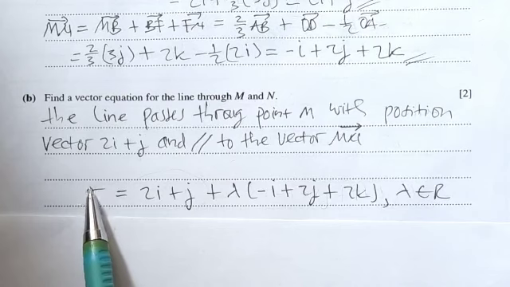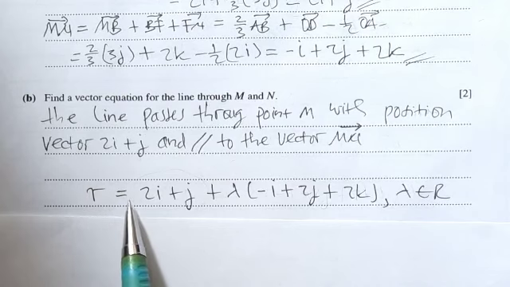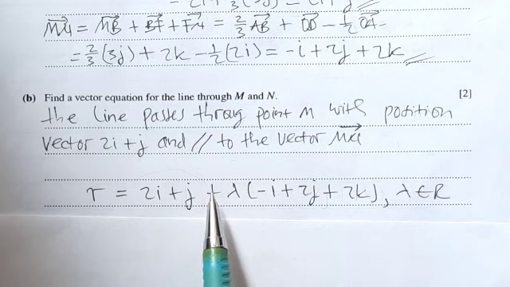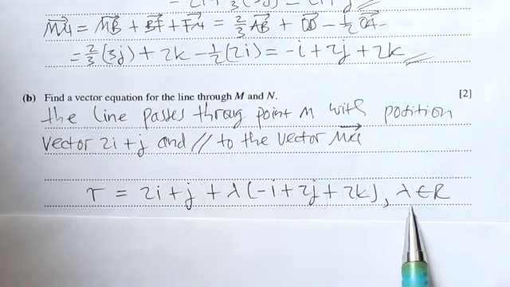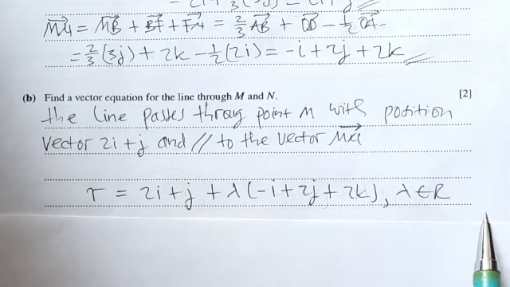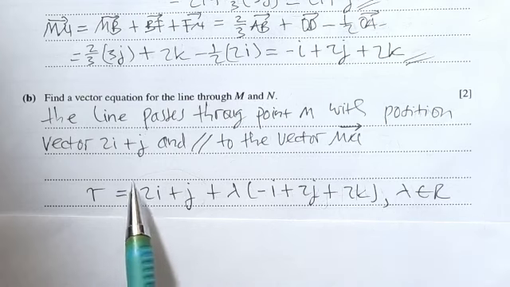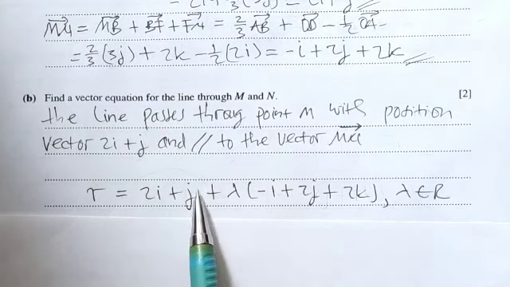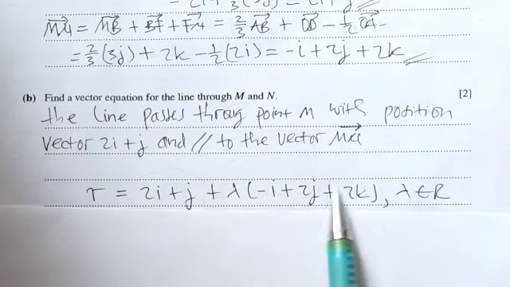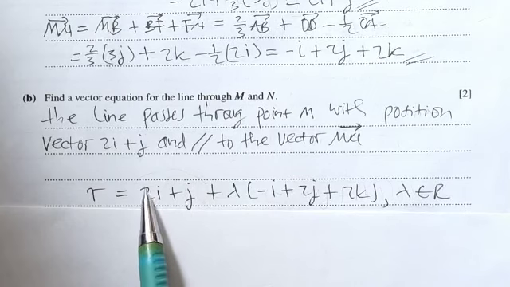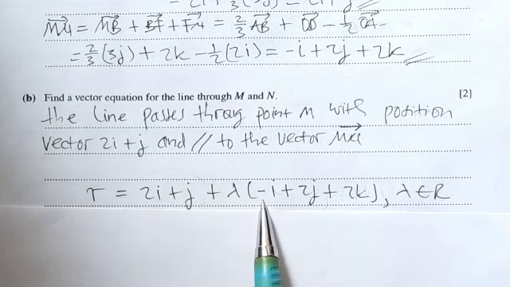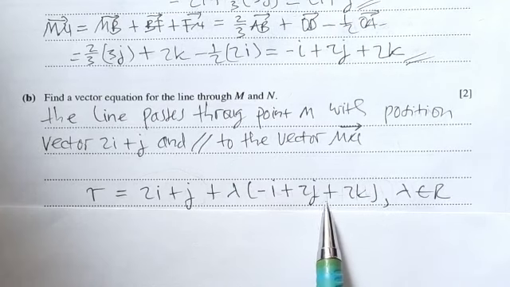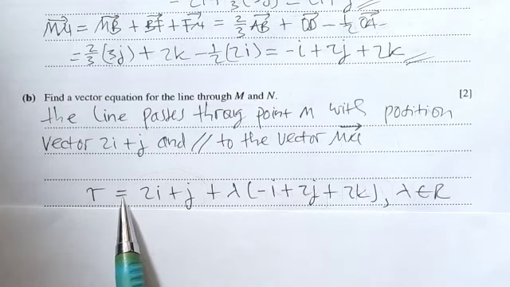Thus the vector equation for the line through MN is r equals 2i plus j plus lambda times (minus i plus 2j plus 2k), lambda belongs to the real numbers. Thus the vector equation of the line has a fixed point and a direction vector. The fixed point is point M. You can also choose point N, but in this equation the fixed point is point M and the direction vector is vector MN. Thus this is the answer for B.